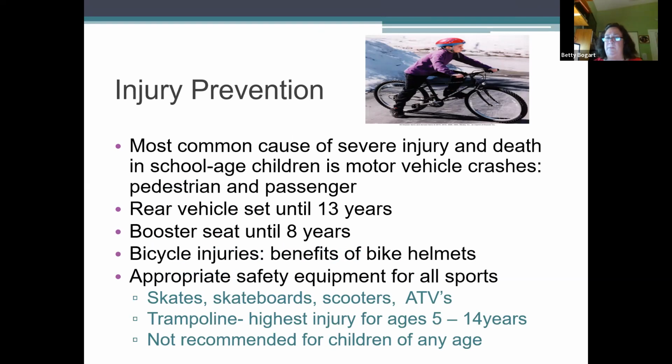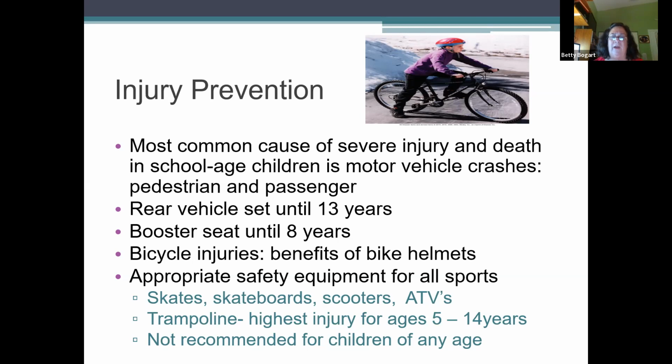Injury prevention, big. Again, motor vehicle, any age group. School age children should sit in the rear seat till 13 years old. Many, I know I didn't have my children in the rear seat till then. Booster seats till they're 8 years old. All children riding bicycles should wear helmets, and all safety equipment should be worn for any different sport.